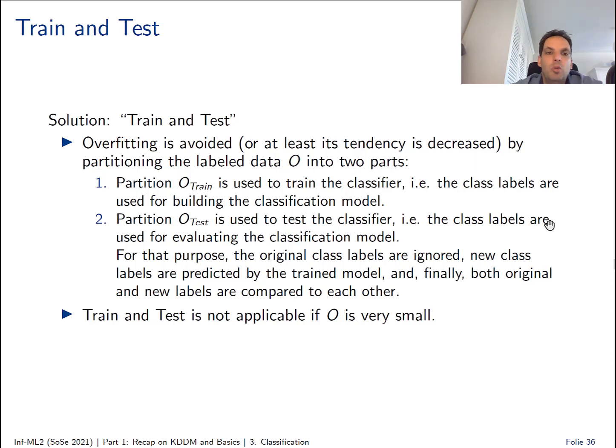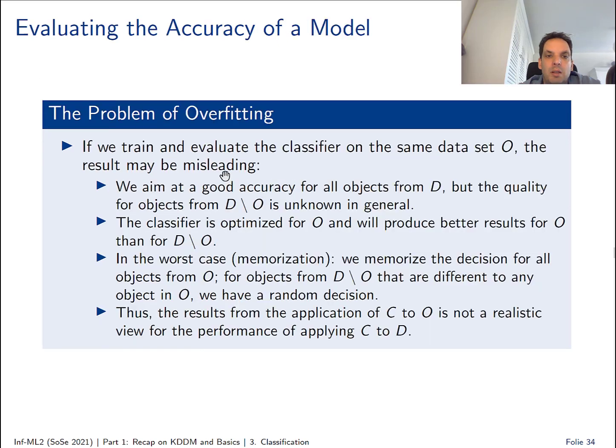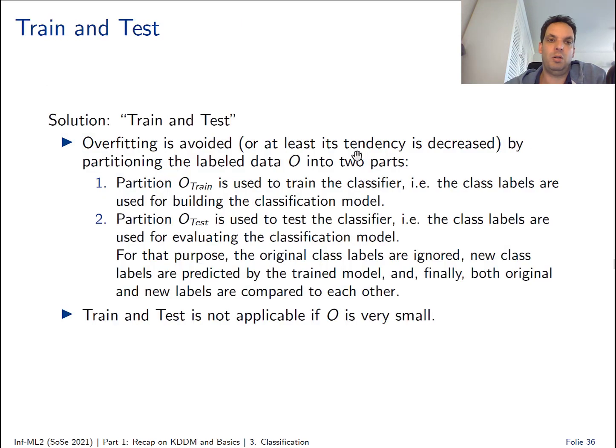So the solution for the dilemma we had before, this problem of overfitting: we have training data, but if we evaluate the classifier on the same data set that we used for training, we may get a highly over-optimistic evaluation. So the solution is, you probably know, the so-called train and test method.